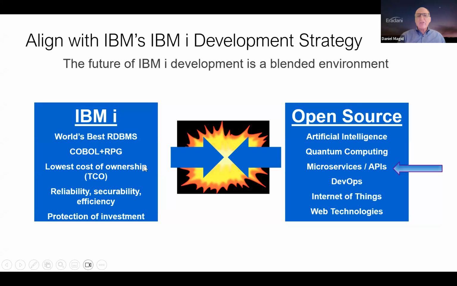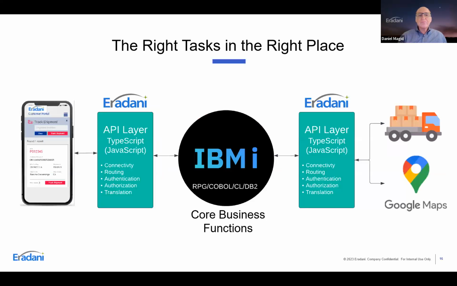And that's really in line with IBM's direction for the IBM I, which is they want the IBM I to be this sort of blended environment. This is a slide I took from Steve Will, who's the chief architect of the IBM I, and he says the future of development on the IBM I is this blended environment where you're doing development in multiple technologies and multiple languages using your IBM I. So again, the idea is doing the appropriate things in the right place.